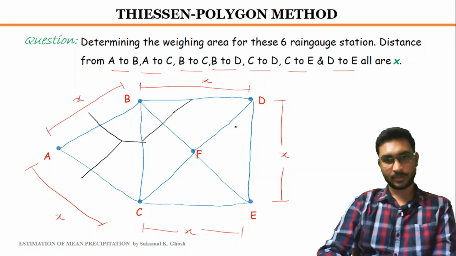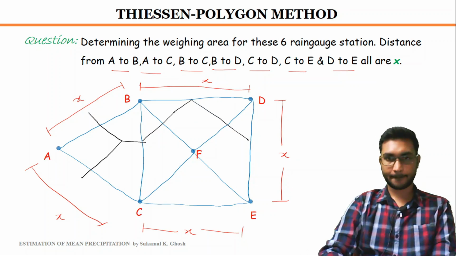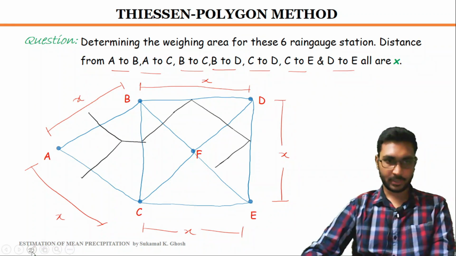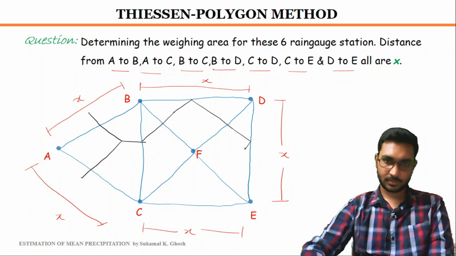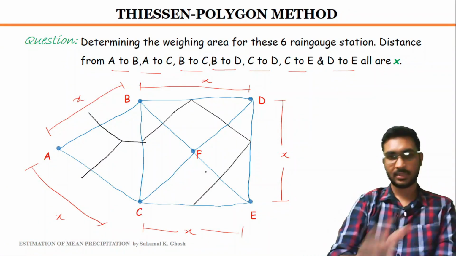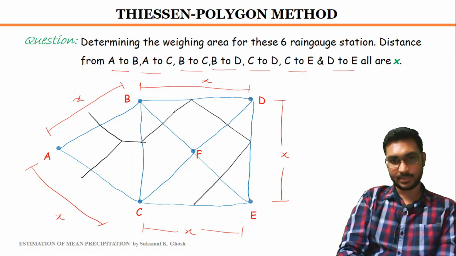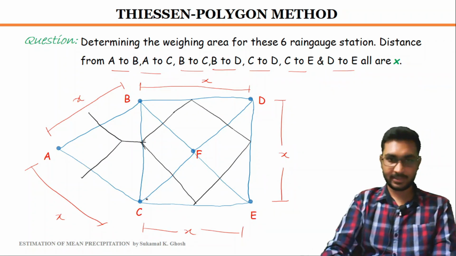Now again on the F and D line, suppose this is the bisector. Now on the FE line, suppose this is the... let me draw it properly. Actually, this figure is not drawn to scale. If you draw it to scale it will be better for you. Now this is another perpendicular bisector on the line C and F.